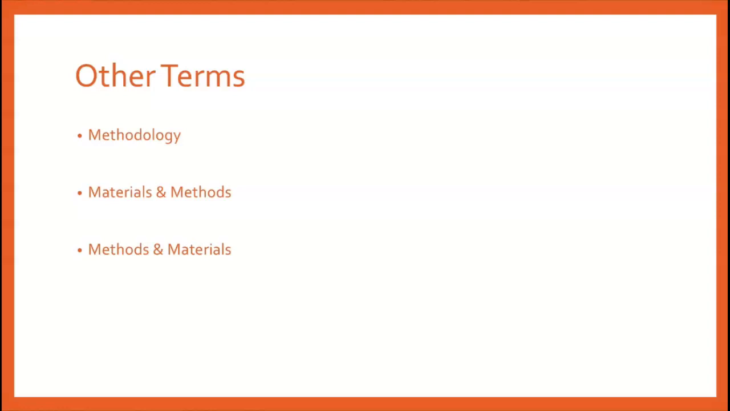Other terms for the methods section you might find are materials and methods, methods and materials, as well as methodology, although methodology is often used in probably more theoretical pieces, and some of the humanities and social sciences tend to use that more frequently than the term methods.